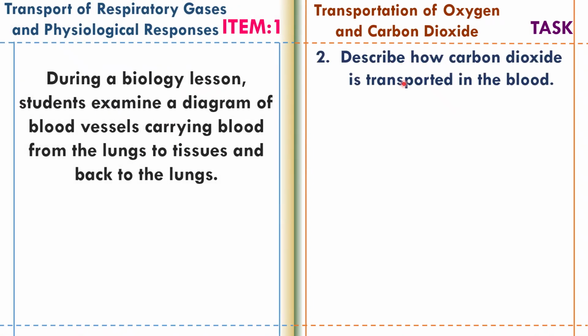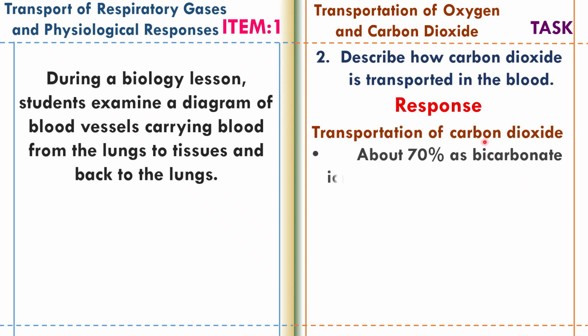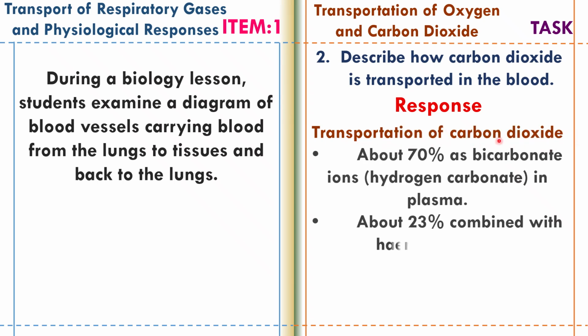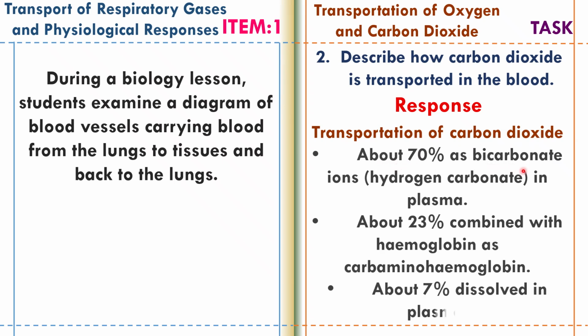Describe how carbon dioxide is transported in the blood. Transportation of carbon dioxide. About 70% as bicarbonate ions, that is hydrogen carbonate, in the plasma. About 23% combined with hemoglobin as carbaminohemoglobin, and about 7% dissolved in plasma.